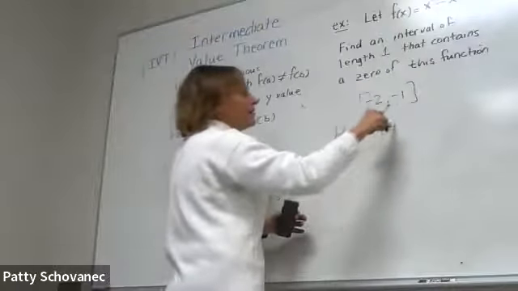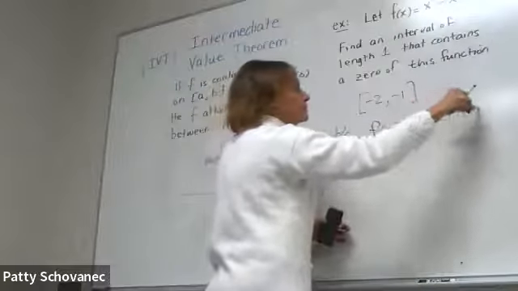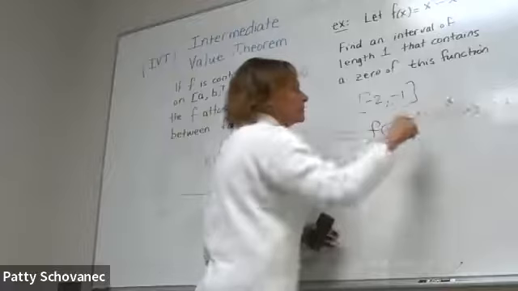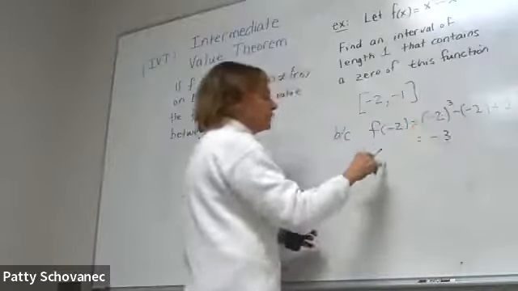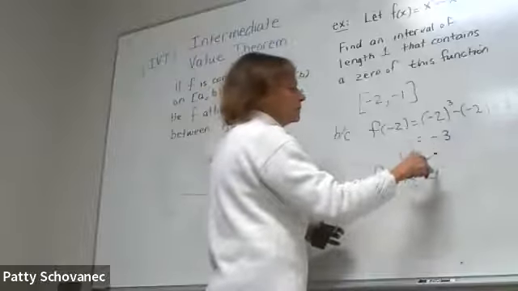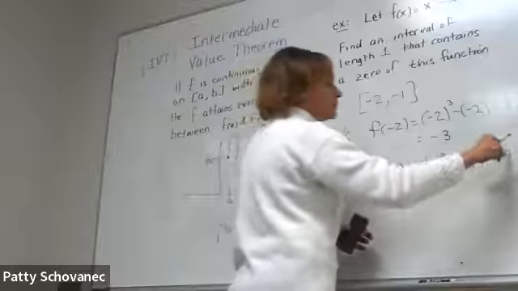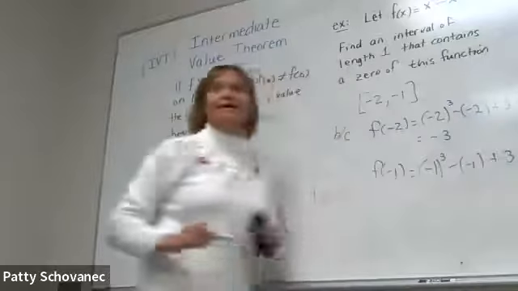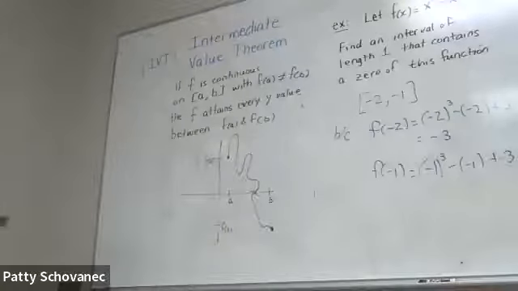Because f of -2 and f of -1 changed sign. So it had to get from y is -3 to y is +3 somehow. And it does that by crossing the x-axis. It can't just jump over it.